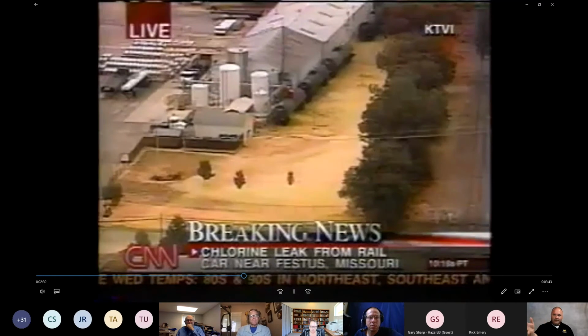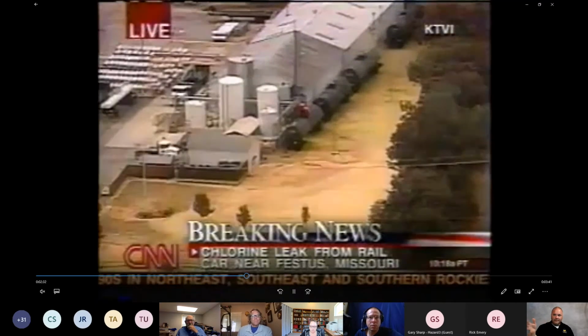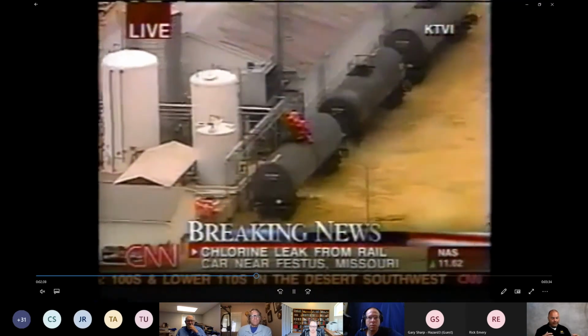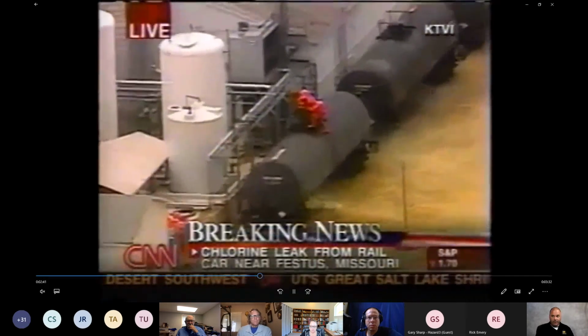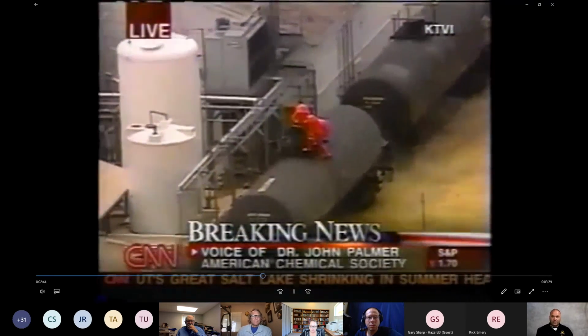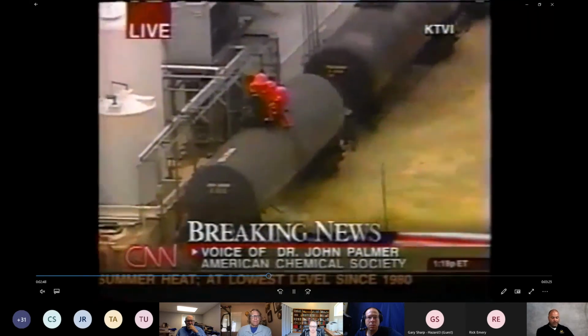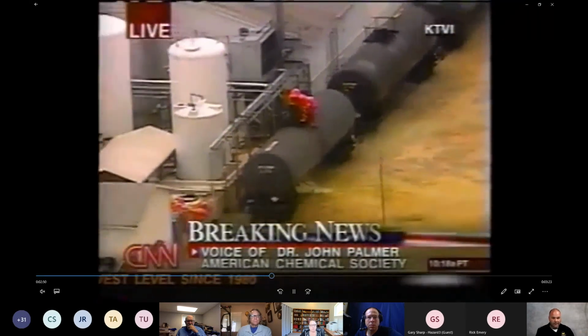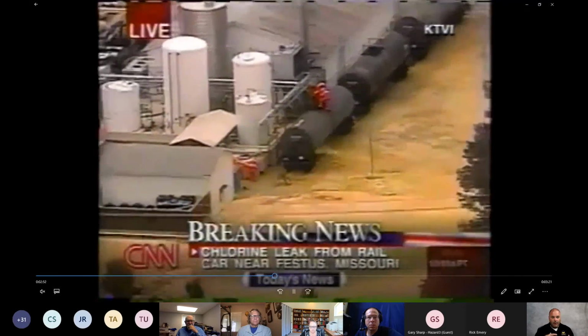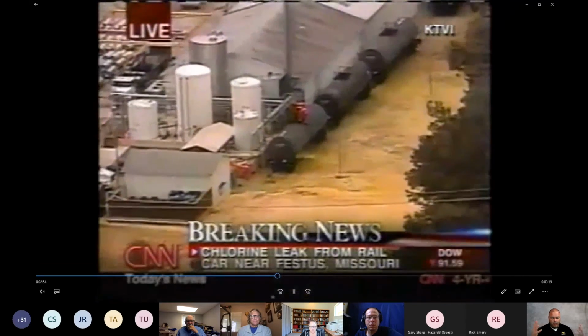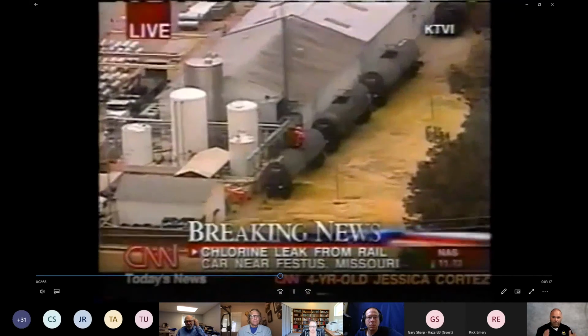One of the things that they're dealing with here, and it looks like they just stopped the leak because it doesn't look like it's coming out anymore, is the expansion ratio. A quick rule of thumb, if you see a cloud, it's usually because it's a liquid leak. The expansion ratio of chlorine is 457 times, 457 gallons per 1 gallon of liquid, right?